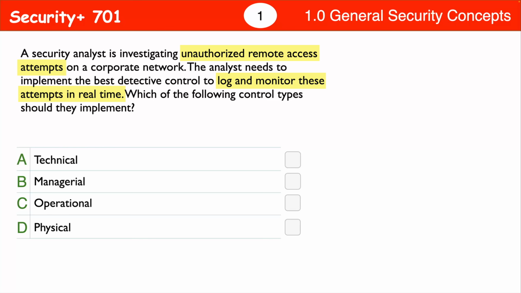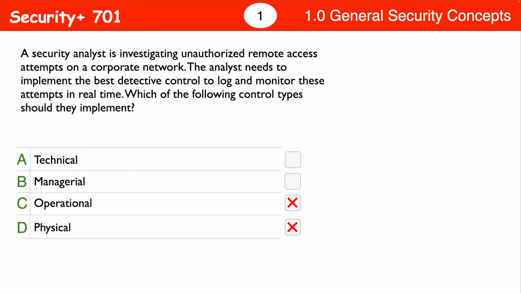Okay, so now that we know what the phrases are, let's do the process of elimination. And we can start by eliminating D, physical controls. That's because physical controls focus on securing physical assets, and it is not relevant for remote access detection. And then we can eliminate C, operational. That's going to be focusing on day-to-day security practices such as incident response procedures, security awareness training, access reviews, things like that, but it doesn't involve real-time monitoring.